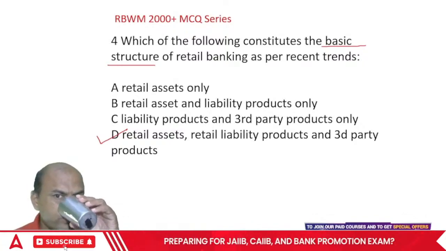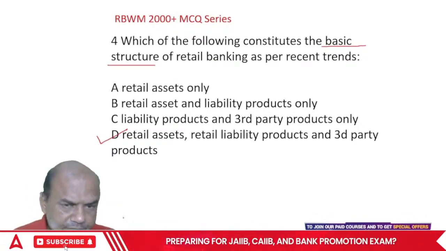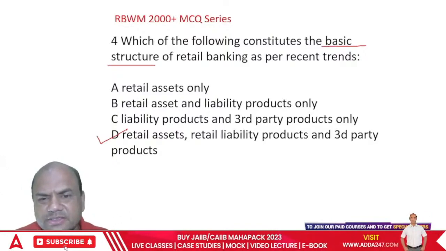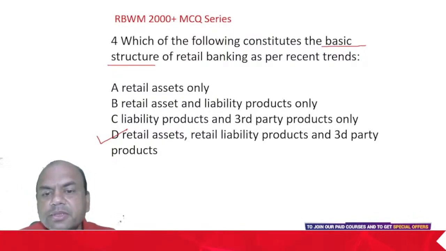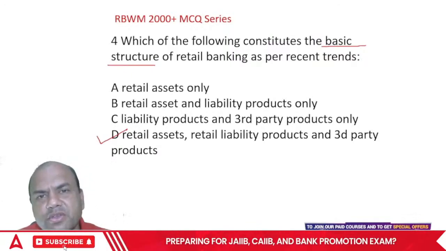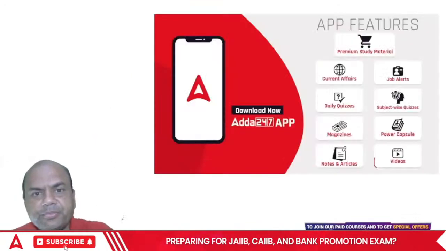All of these. Retail asset, liability and third party. Okay. Nowadays you are selling all, isn't it? You sell this asset means loans. Liability means deposit and third party means all that insurance, mutual fund, right?